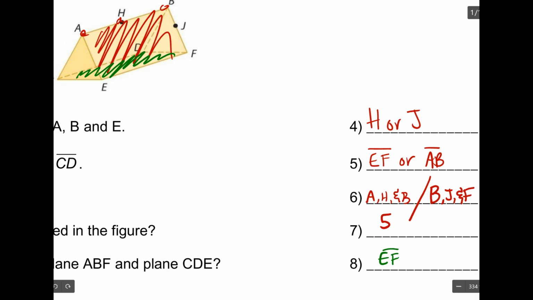Not quite. So it'd be EF because it's touching both. Right? This line EF is touching both of the planes. So it'd be EF, or you can say FE. That would also be fine. And keep in mind, it's a line, so you have to have the arrows on both sides.